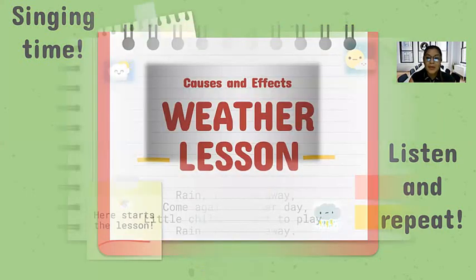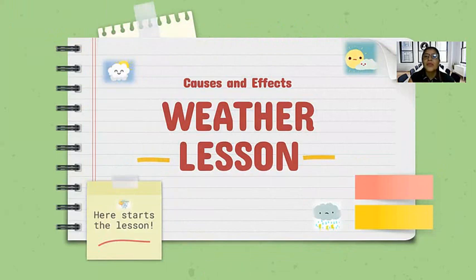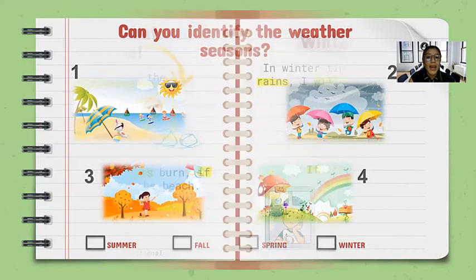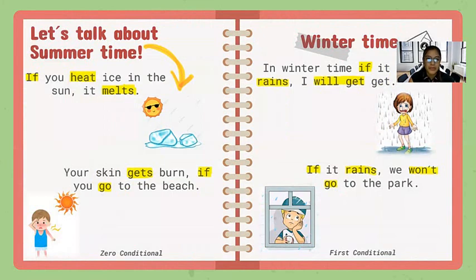Now, I'm going to start by asking something about the causes and effects of the weather. And right here, we can see our title, the weather lesson. And of course, let's find out what they know about the weather. Can you identify the weather seasons? Because this is very important, you know. If you cannot identify the seasons, you will barely be able to talk about the weather. So right here, they will listen, they will discuss, and they will get the correct answers.